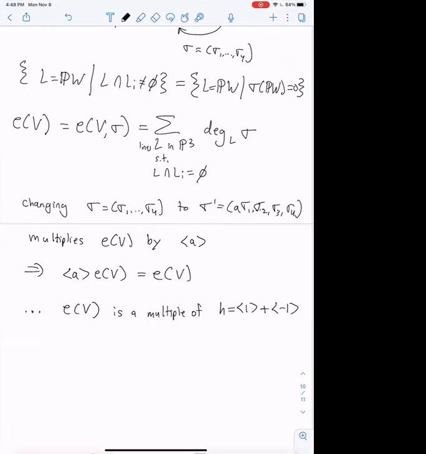Comparing the rank with the answer 2 over C, we get that E of V is equal to 1H. So this is an integer multiple.